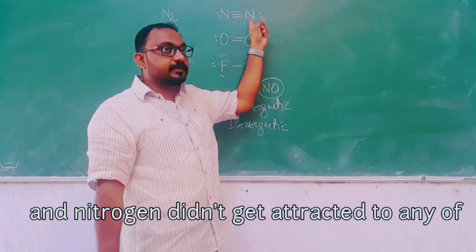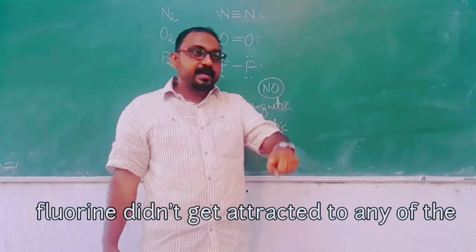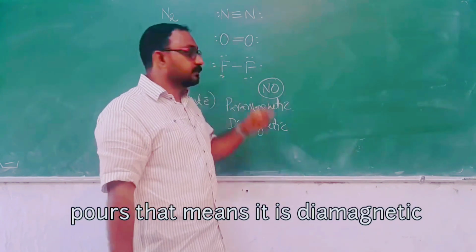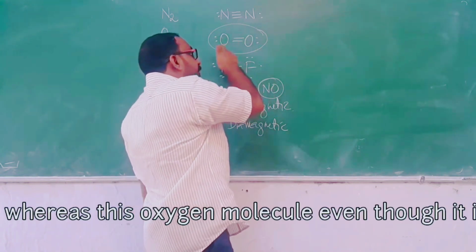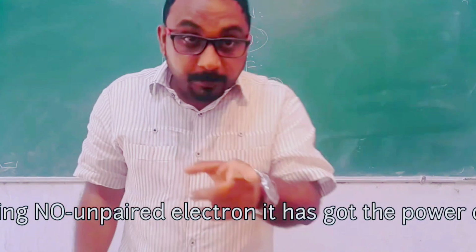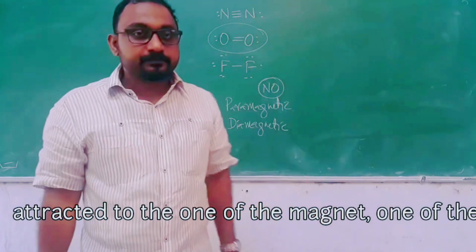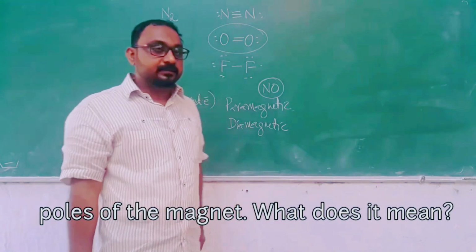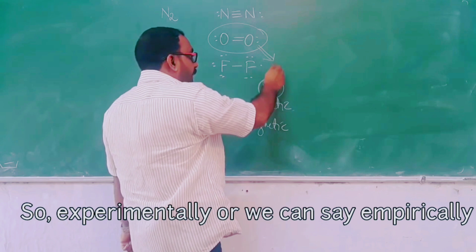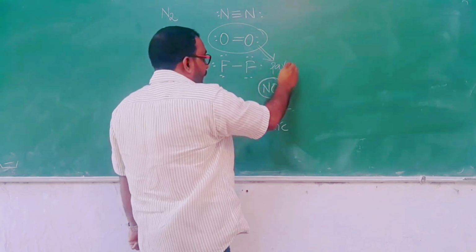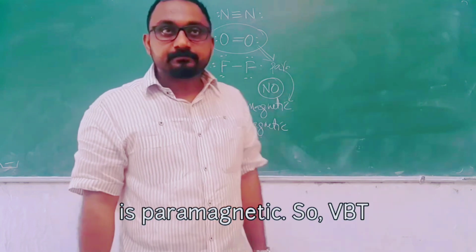Nitrogen didn't get attracted to any of the poles, that means it is diamagnetic. Fluorine didn't get attracted to any of the poles, that means it is diamagnetic. Whereas this oxygen molecule, even though it has no unpaired electron, got attracted to one of the poles of the magnet. What does it mean? So, experimentally, or we can say empirically, the oxygen molecule is paramagnetic.